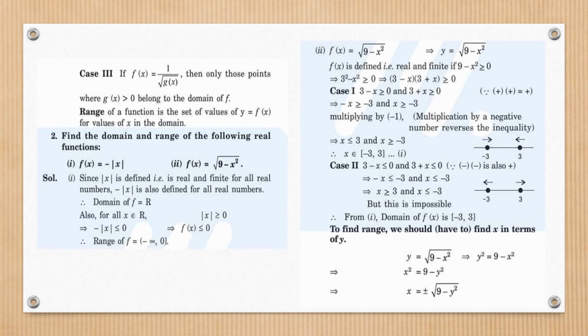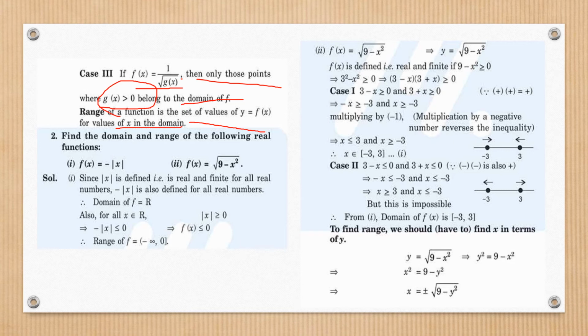And case 3 is f(x) equal to 1 upon root g(x). Now here you see, when it was just root g(x), g(x) should be greater than or equal to 0. But when it is in the denominator, it cannot be 0 either. So in that case, I'll take g(x) positive only. Only those values belong to the domain. And the range will be the set of values of y for values of x in the domain.